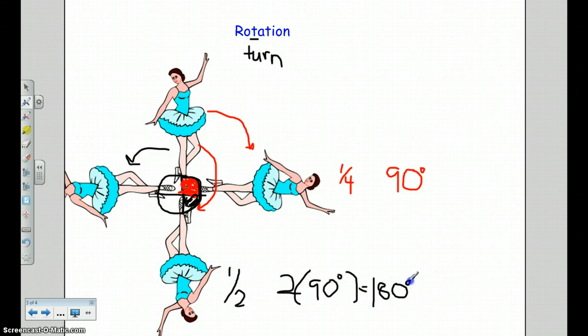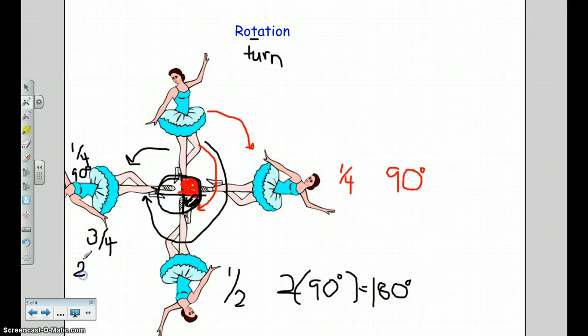Excuse my handwriting. It's hard with this mouse. Now, in this case, if she turned counterclockwise, she still only turned 1/4 of the circle. She just changed directions. So she was still turned 1/4 or 90 degrees, but this time it was in a counterclockwise direction.